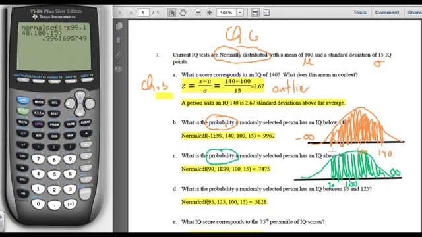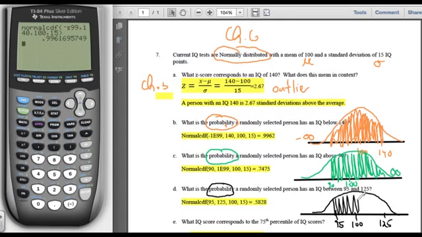Part D, probability a randomly selected person has an IQ between 95 and 125. Again, the key word that tells me to use normal CDF is the probability. Here's 100, right in the middle, 95 below that, 125 above it. And those are my lower and upper bounds. I don't go all the way down to negative infinity. I don't go all the way up to positive infinity. So it's 95, 125, 100, 15. We get 0.5828.